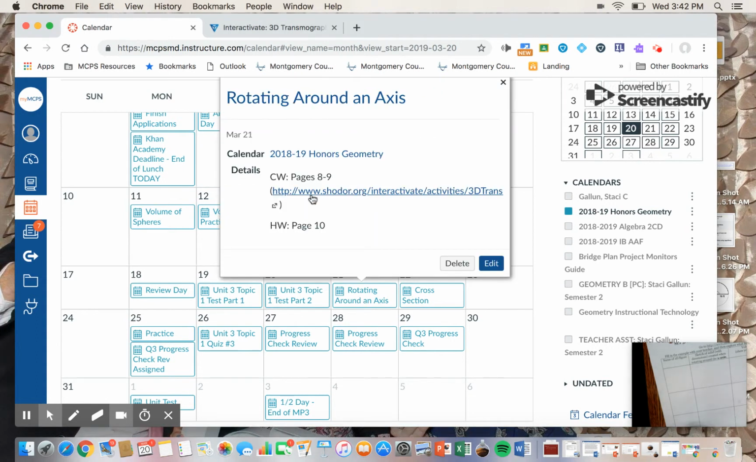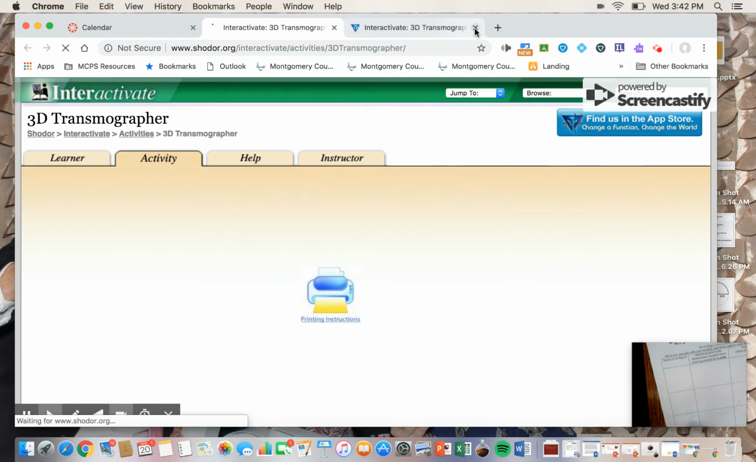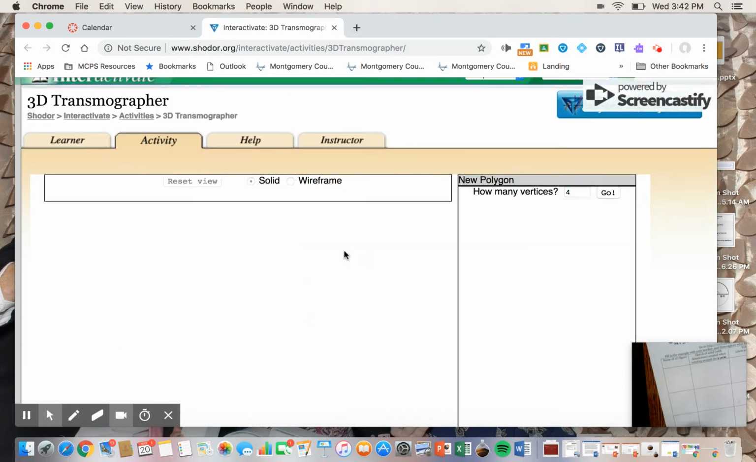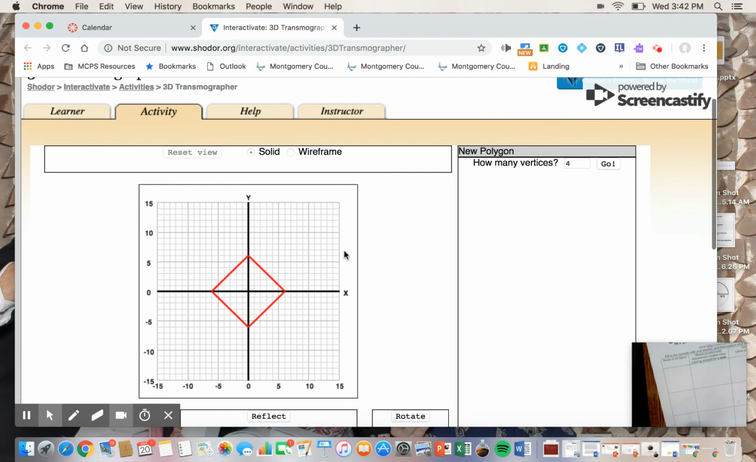And I'm going to click this link so I can see what the classwork and homework are. I'm going to be starting pages 8 and 9 with you guys. So I'm going to go to this interactive website, which you can do as well. It lets you visually see what it looks like, and it is actually pretty fun to play around with. I'm going to guide you with which coordinate points to pick. So let's follow along.